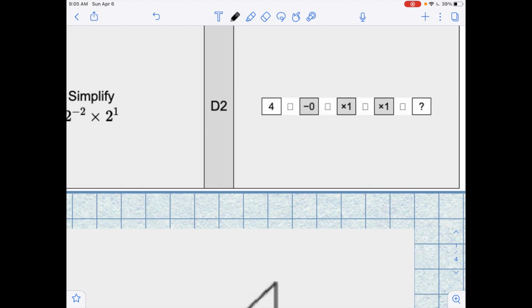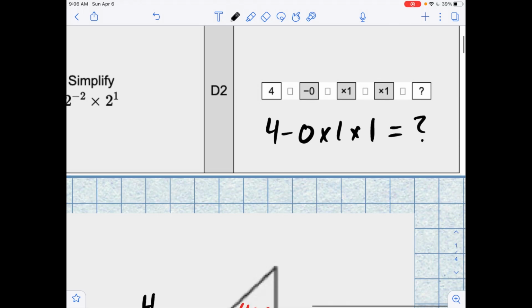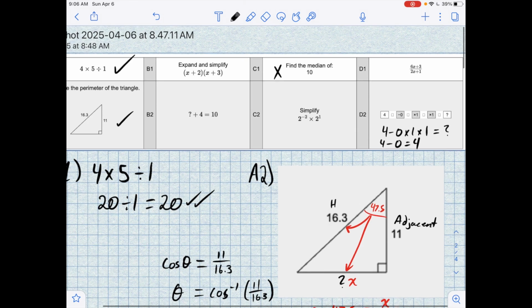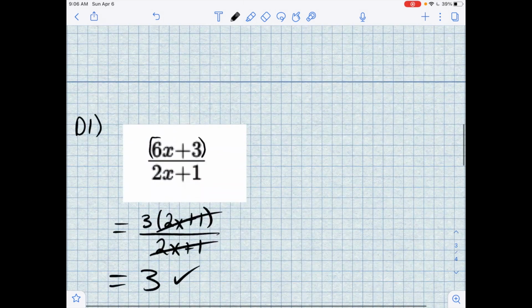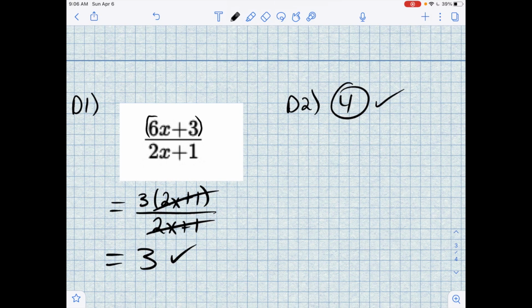4 something minus 0 something times 1 something times 1 something. What does that mean? I guess like 4 minus 0 times 1 equals something. All right. Well, I guess I'll just do it here now. 4 minus 0 times 1 is 0, times 1 again is 0, so it's going to be 4 minus 0, and my answer should be 4. All right. Let me double check my answers here. So D2, my answer is 4. This one I got correct, and the factoring one, yes, I got correct as well.